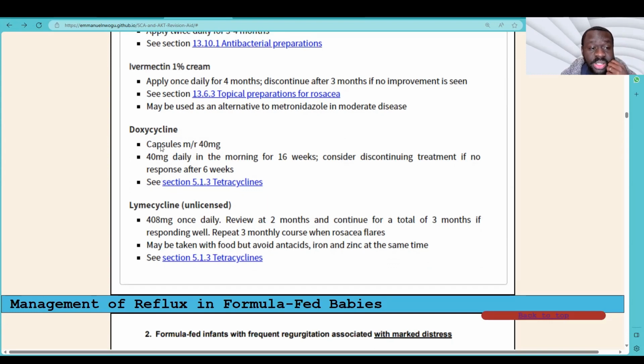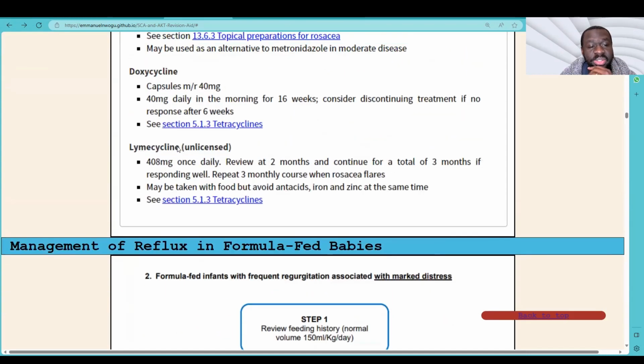Then oral doxycycline, so capsules, modified release 40 milligram doxycycline. You don't have to use the modified release 40 milligram doxycycline capsules. 40 milligram daily in the morning for 16 weeks. Consider discontinuing treatment if no response after 6 weeks.